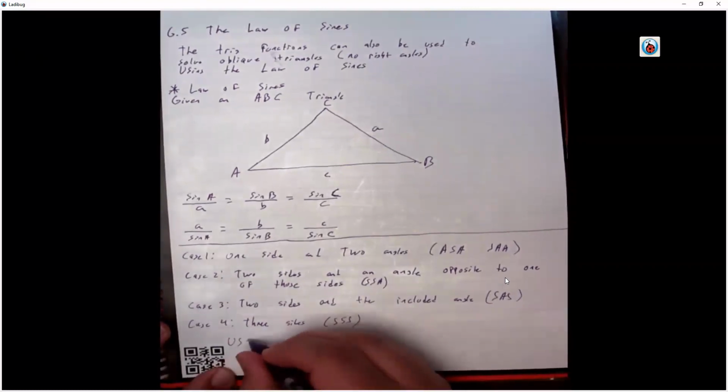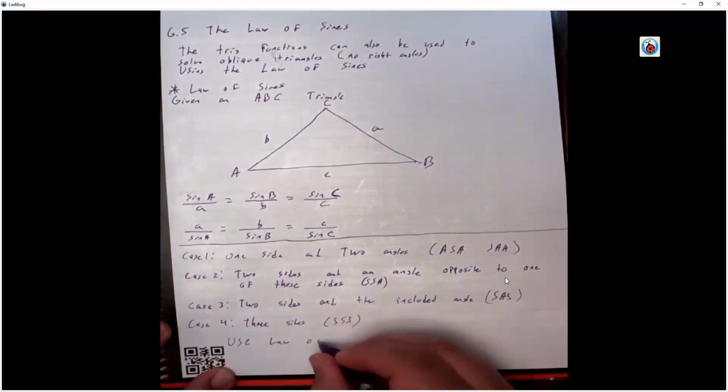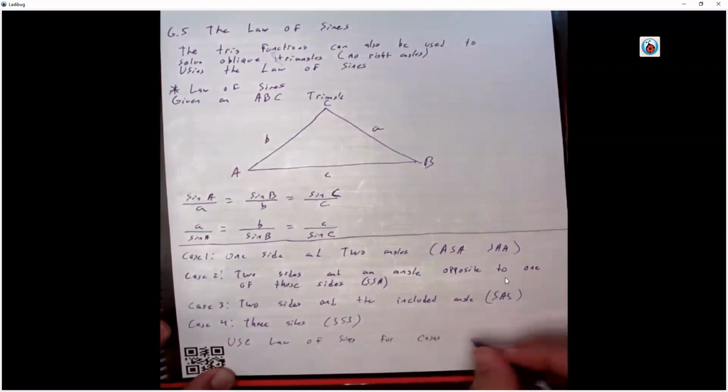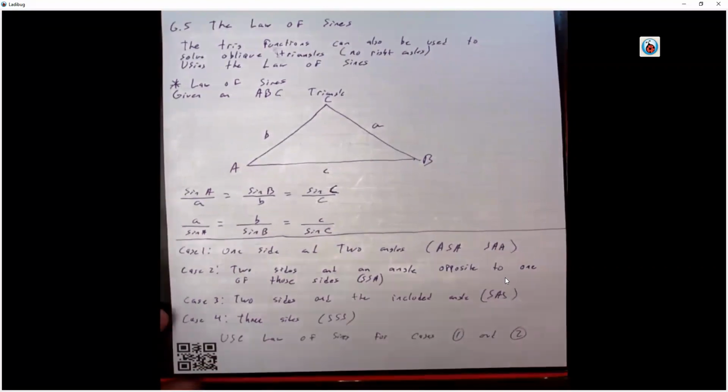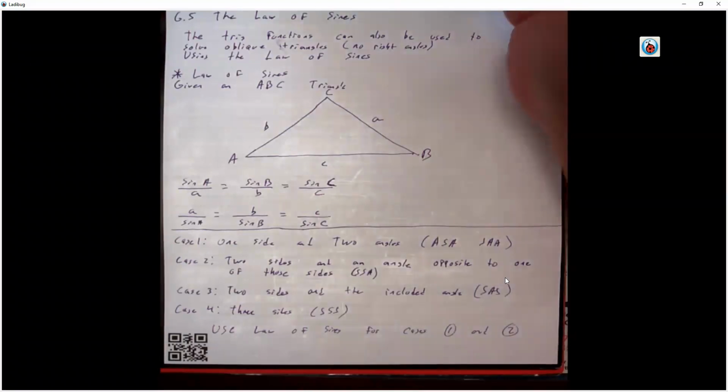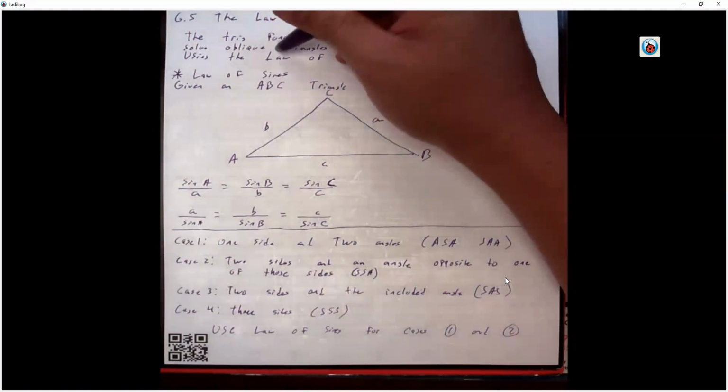So use law of sines for cases 1 and 2. If you don't have either of those cases, you can't use it. Okay. Now, if you're trying to use this on a right triangle, it's going to end up simplifying into the Pythagorean theorem anyway. Okay. All right. Any questions on these definitions?